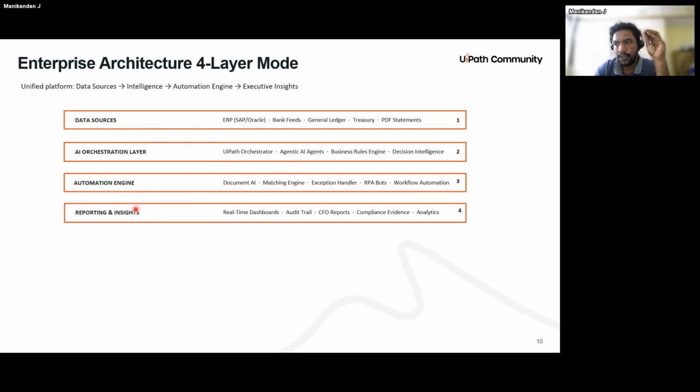Then, as we spoke, the reporting and insights dashboard, a real-time dashboard, will be updated. You don't need to connect with your auditor manually. The auditor can go and check all the information in your logs, in the orchestrator, dashboard, everywhere. In case they need some clarification, only then will they reach out to you. Then for the CFO, reports are generated automatically. Then compliance and evidence, everything is taken care of right here.